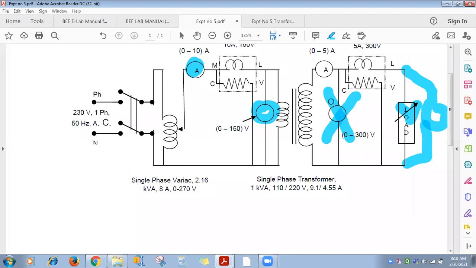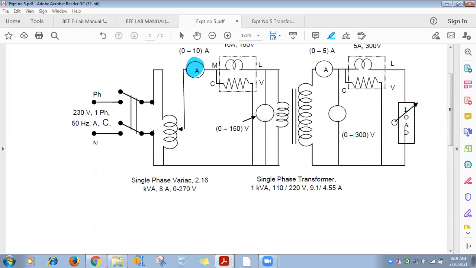Don't connect. Explain. Whatever the voltmeter is connected across secondary, don't connect it across secondary. This one voltmeter 0 to 300 is visible across secondary. Do not connect it over here. Connect it across load. Okay.